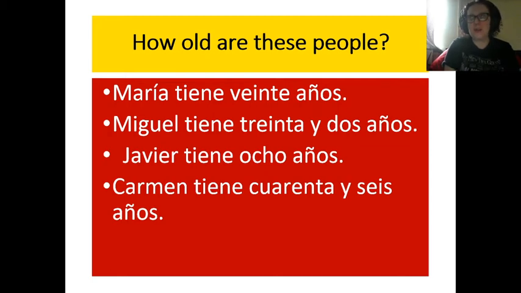Miguel. You can say Miguel as well, but I like Miguel, sorry. Miguel tiene 32 años. Javier tiene 8 años. Carmen tiene 46 años.